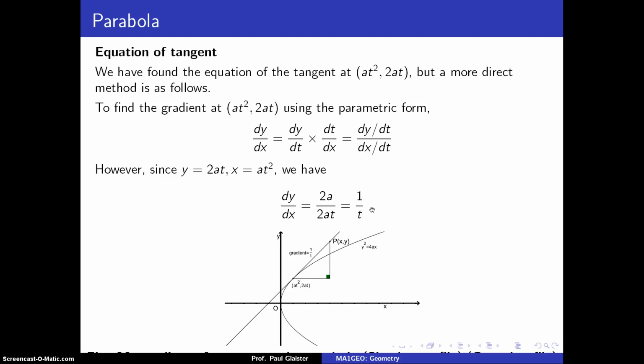Again, reinforcing the fact that the gradient of the tangent at the point (at squared, 2at) on y squared equals 4ax is just 1 over t, 1 over the parameter t. Okay, let's suppose we now want to work out the parametric form for the equation of the tangent to that point. So let's take P (x, y) as a general point on the tangent and (at squared, 2at) as the point on the parabola where the tangent touches it.